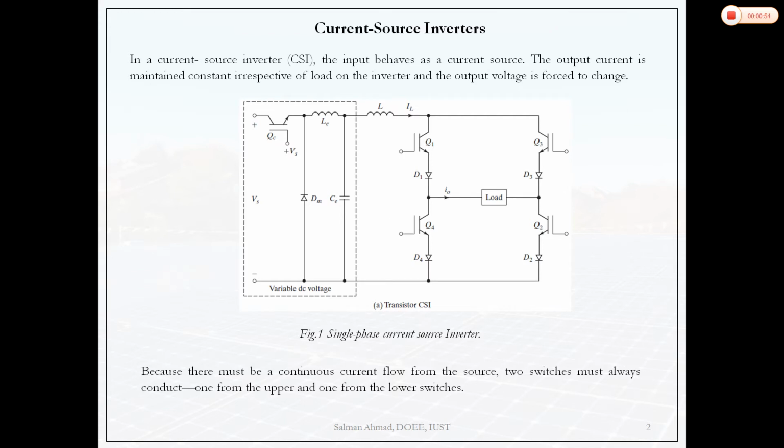So the number of components you can see in the H-bridge is the same. We have to use 4 controllable switches and 4 diodes. In addition to that, we have to connect one large value of inductance. The input voltage is applied here, so the current here will become constant if the L value is very high. So it behaves like a current source.